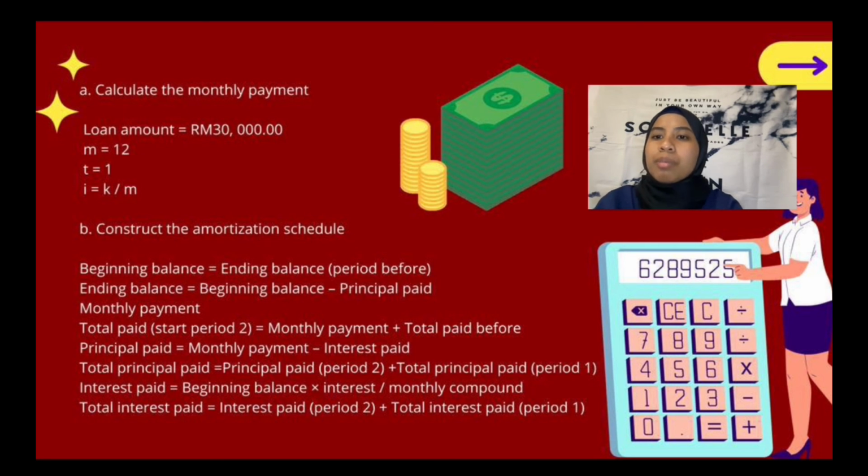Interest paid we get from beginning balance multiplied by interest divided by monthly compound. Total interest paid equals interest paid period 2 plus total interest paid period 1.